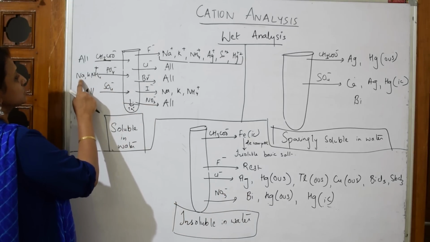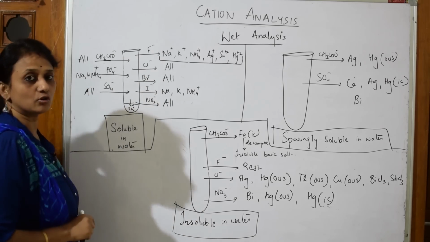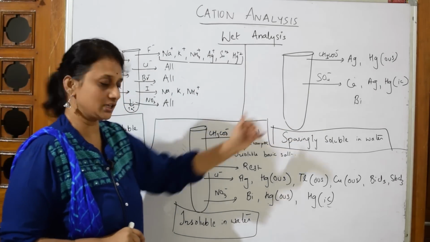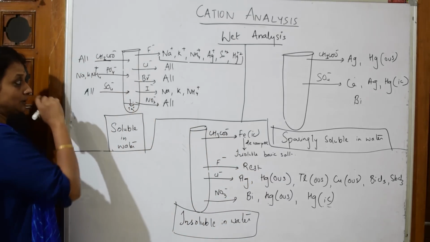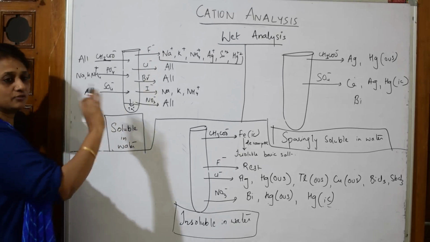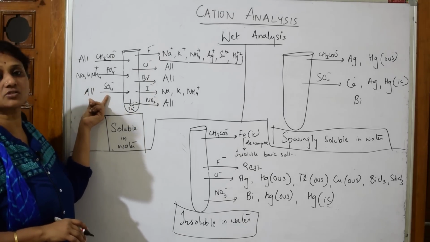So phosphate here, sodium, potassium, ammonium phosphates, they are perfectly soluble in water. Do we have anything here? No variation. Do we have anything here? No variation. So they are perfectly soluble. Sodium, potassium, ammonium phosphates, perfectly soluble. Done. Sulfate. Here I have given all sulfates are soluble.